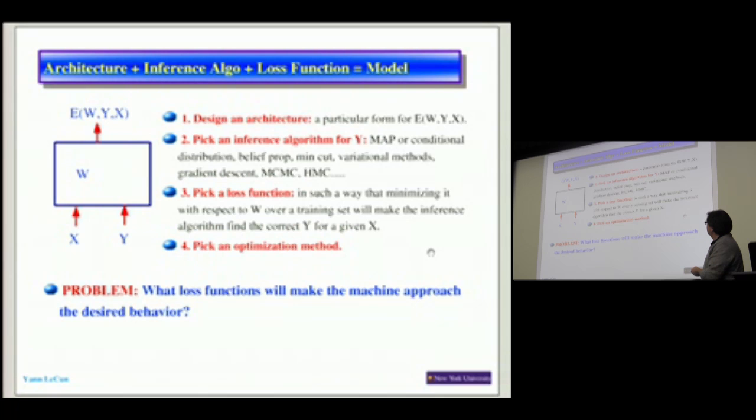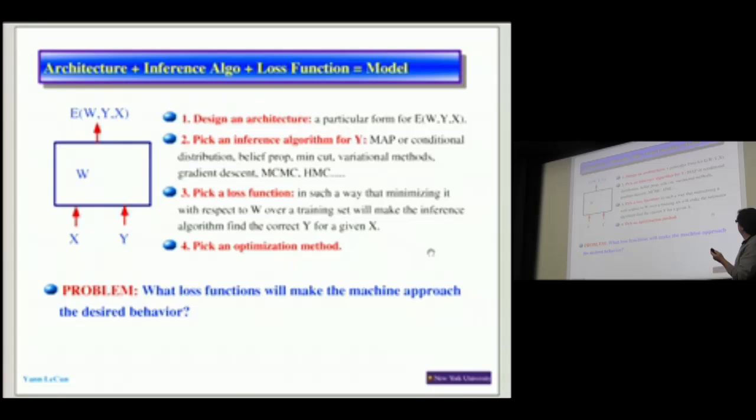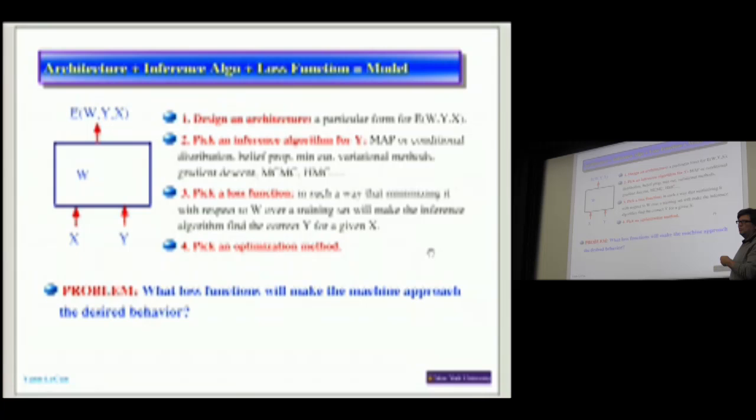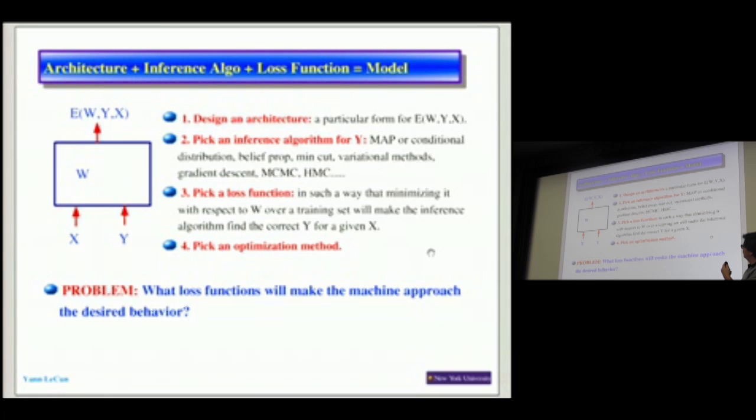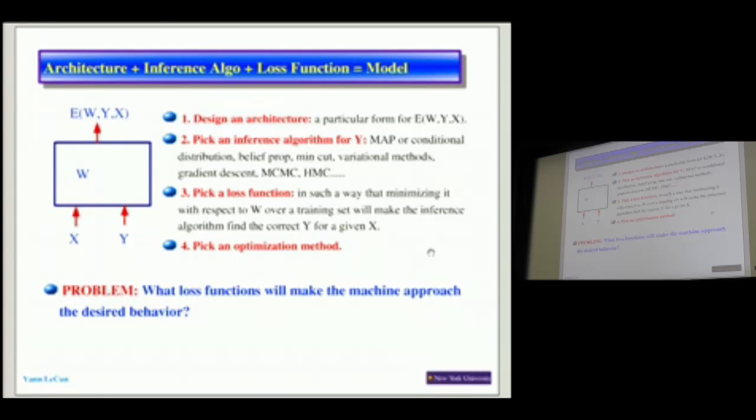And again, there's lots of different ones. That's called maximum a posteriori, which means minimization. Belief propagation, variational methods, gradient descent, and so on. There's all kinds of stuff, right?